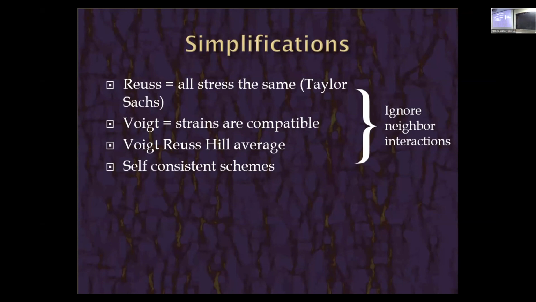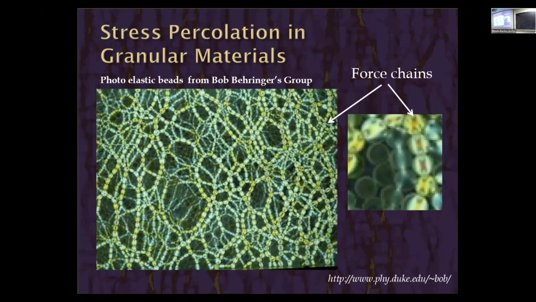So there's another way to think. This, like the other paradigm, is something called force chains. Or you could call it stress percolation, because it's in fact a percolation problem. So what you're looking at here is from Bob Behringer at Duke University, who recently passed away. Brilliant fellow. And what he did was he had these bead packs of photoelastic beads.